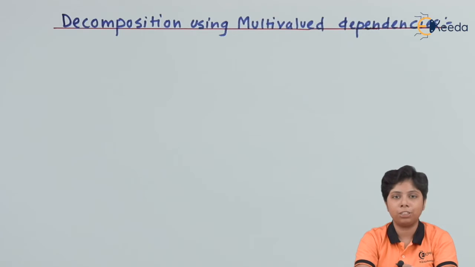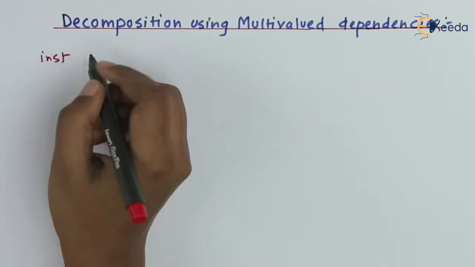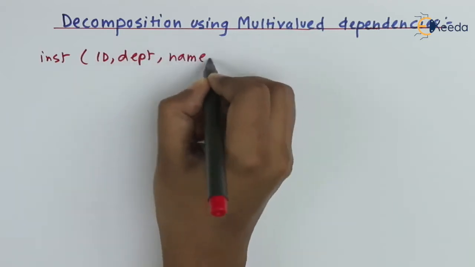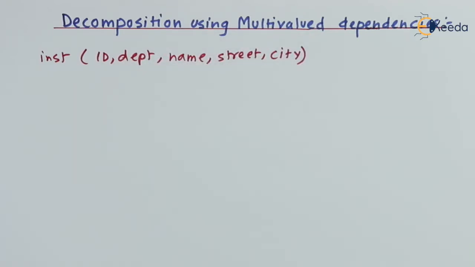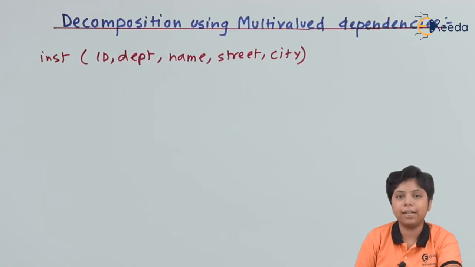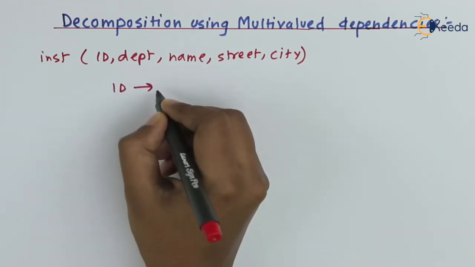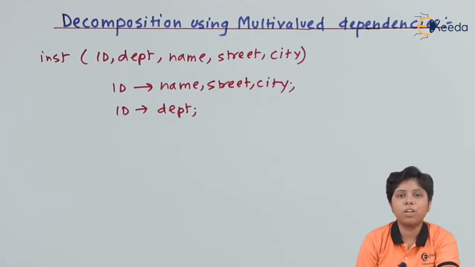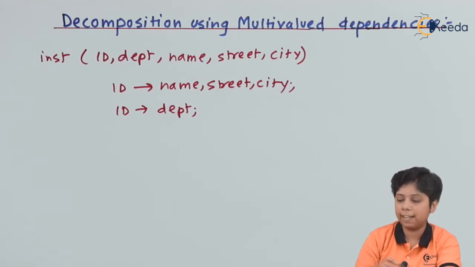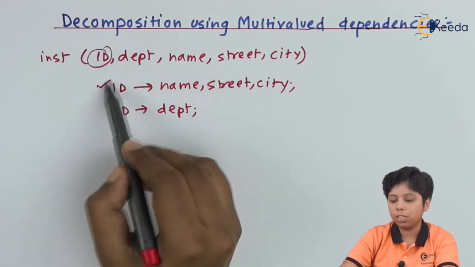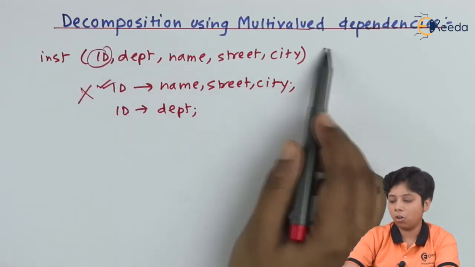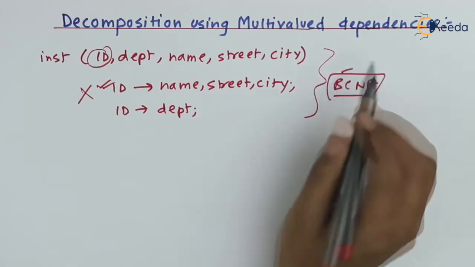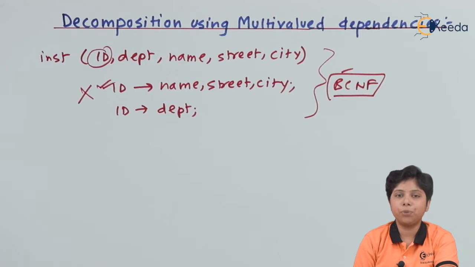Let us first look at this relation. Now, this relation consists of functional dependencies. If these two functional dependencies are present, we can say that ID is not a key. This one is not trivial. So this is not in BCNF. It is in 3NF clearly. So first we need to make it BCNF and then talk about the multivalued dependency.